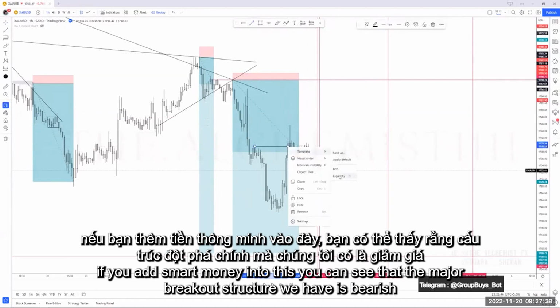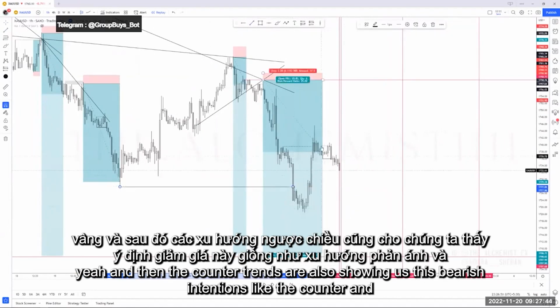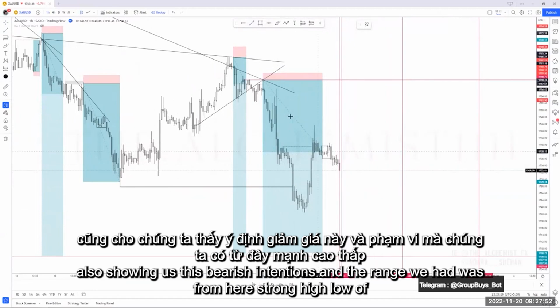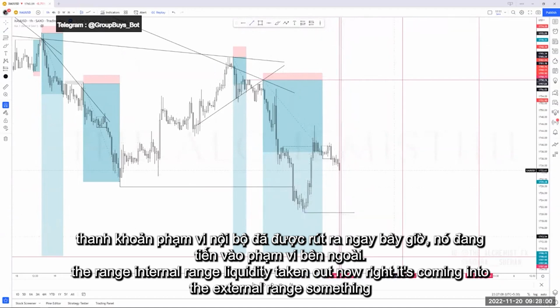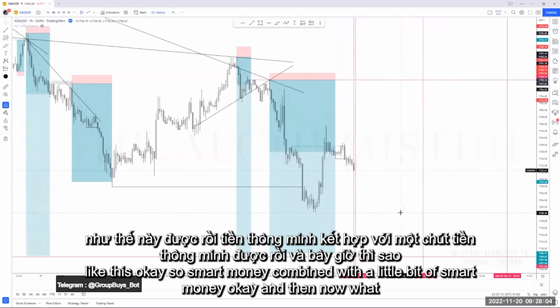Now, if you add smart money into this, you can see that the major breakout structure we have is bearish. The counter trends are also showing us these bearish intentions. And the range we had was from here: strong high, low of the range. Internal range liquidity taken out. Now price is coming into the external range liquidity. So, a little bit of smart money combined.